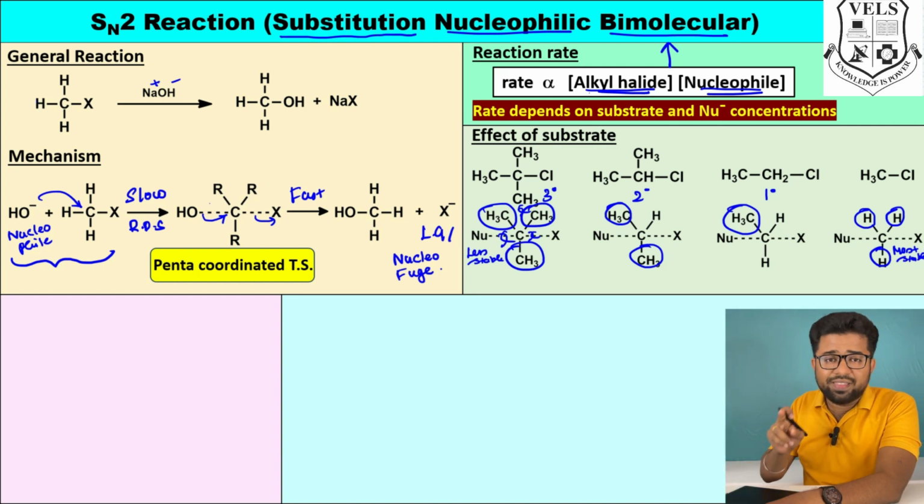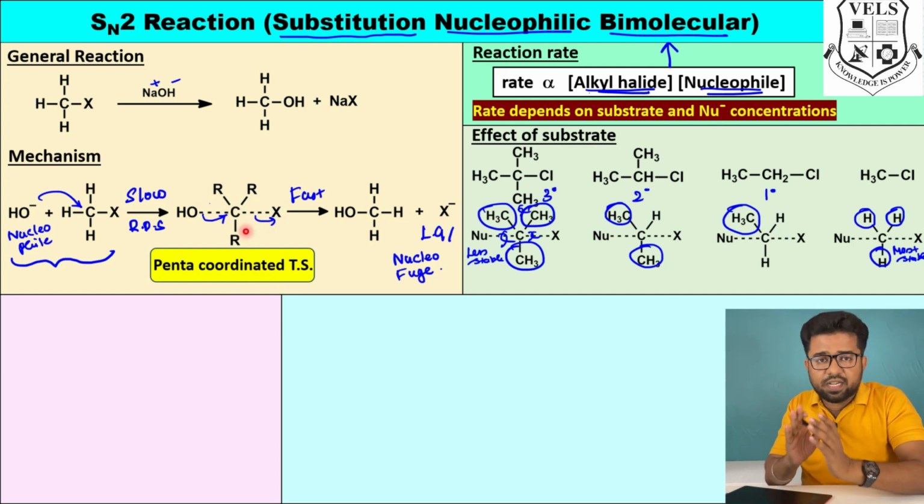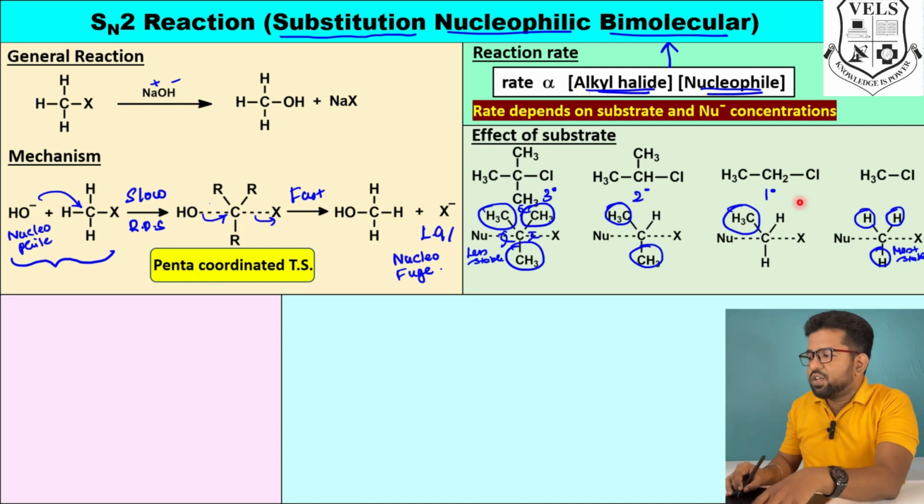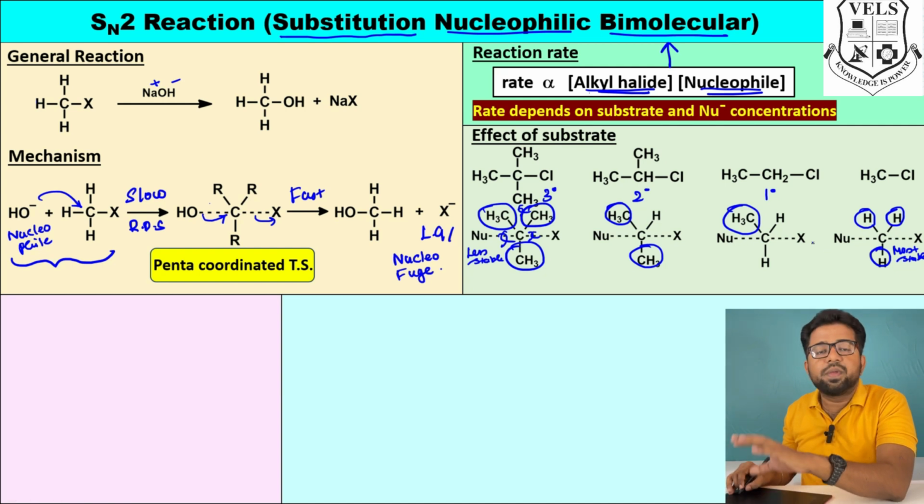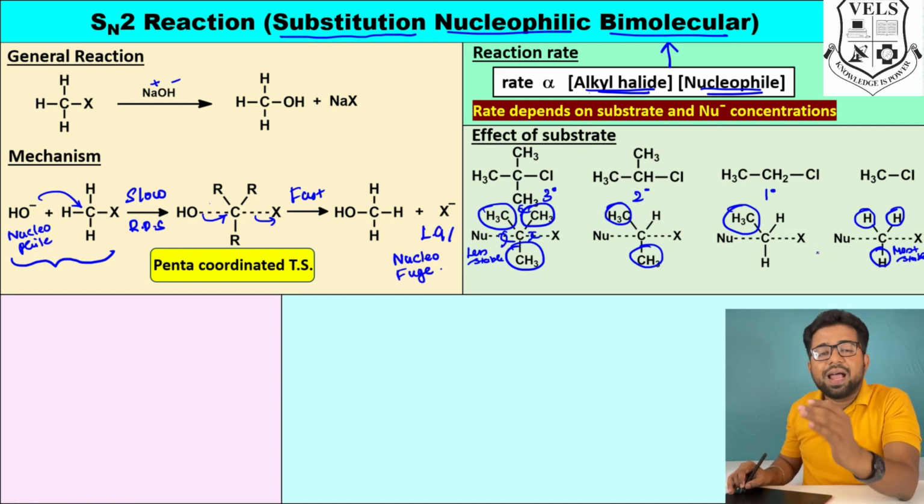So if you look at the rate determining step, that is the formation of the transition state. If the transition state is forming, that means it has to be stable. Then only it will form. If it is formed, the second step will already be faster. So among all the 4 transition states, the 4th transition state, that is the methyl halide transition state, will be more stable. That means this transition state will be formed very easily, and this will give the product very easily.